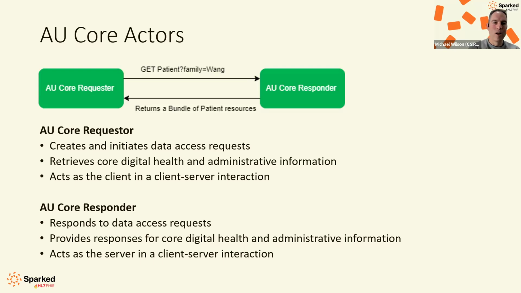So essentially we have client applications, we have server applications, and the FHIR interactions between those. The example we've got there is the AU Core requester doing a search for patients with the family name of Wang, and then the responder returns a bundle of patient resources. So we can test those interactions as part of AU Core testing.